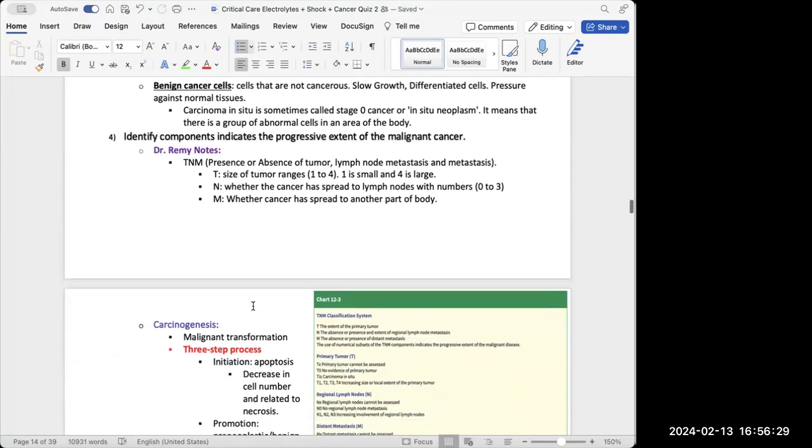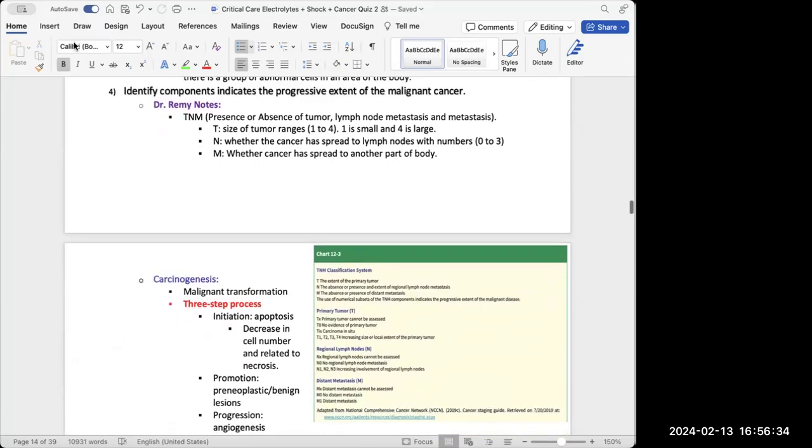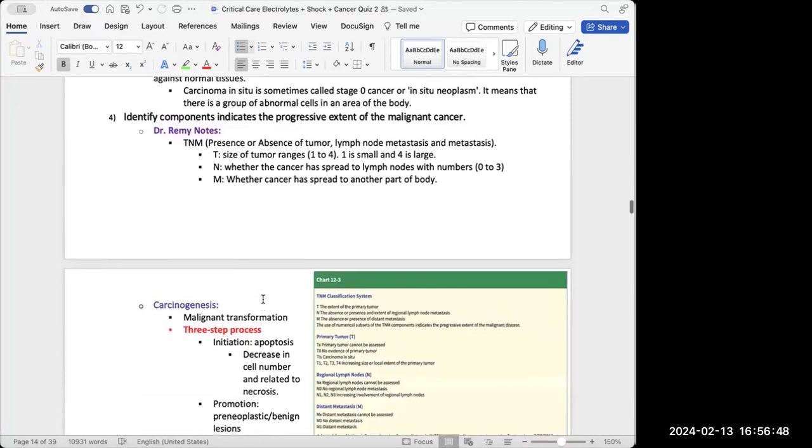Is there anything anybody would want to add for that? So in situ means staying located in one location, not spreading. That's exactly it. Yeah, so it's not moving. There's something abnormal there, but it's not really much of a concern.